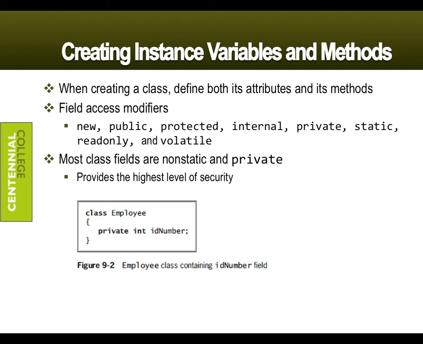So here are your field access modifiers, right? Public, protected, internal, private, static. I'm not going to say new. Let's leave that alone for a second. Read-only and volatile. We're probably not going to see a lot of that right now. Again, the most important ones are private and public. The rest we'll talk about after, right? Most class fields are non-static, right, and private.